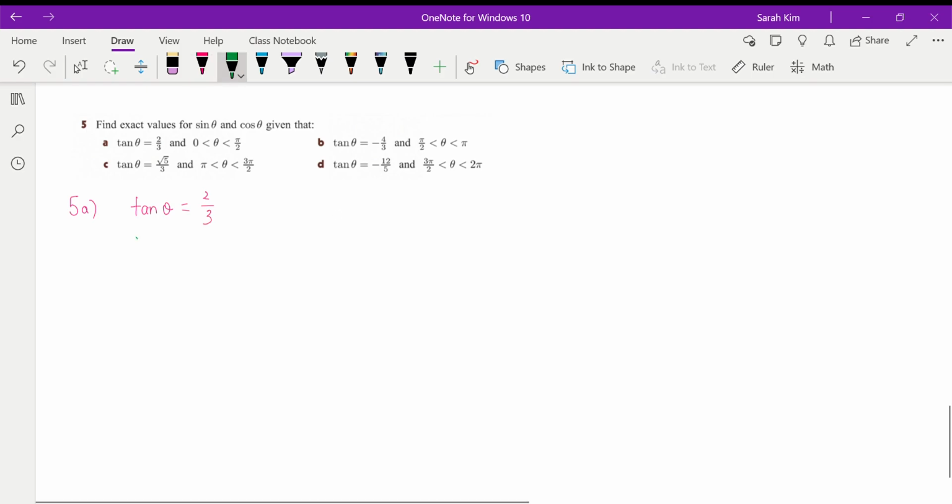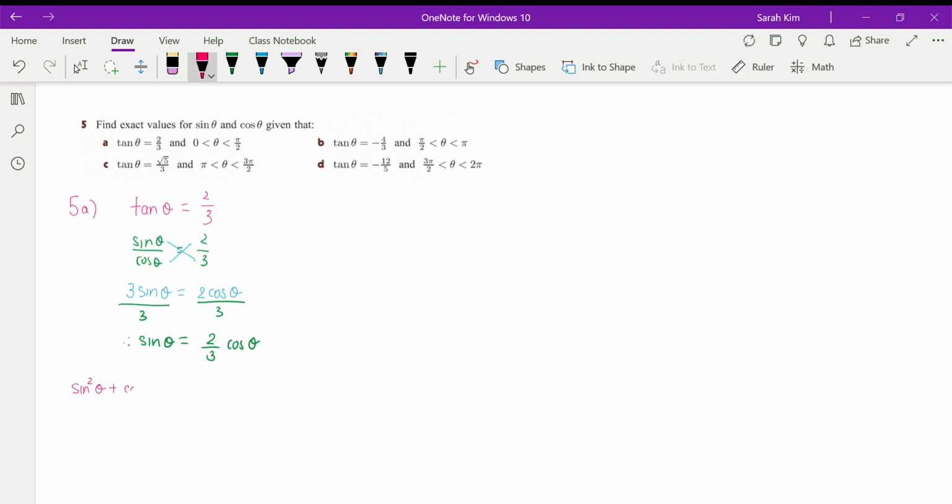Now we can rewrite tan theta as sine theta over cos theta. And then we do something called cross multiplication to start to manipulate our data. Okay, now just get rid of the 3. So now I have sine theta in terms of cos theta. Something like this.